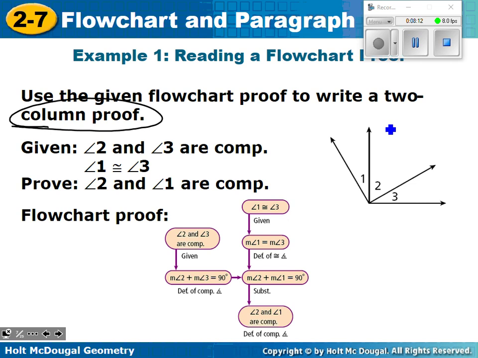Do you guys want to start on the left or on the right? So you want to start over here with angle 1 is congruent to angle 3 given? Okay, so we're going to do number 1. Angle 1 is congruent to angle 3, given. Okay, at this point you have 2 options of where you want to go. You can either go down with your arrow and write this next statement because it comes from that given, or you can come over here and write the other given. What would you rather do? Down. That's what I would do because it helps us think logically.